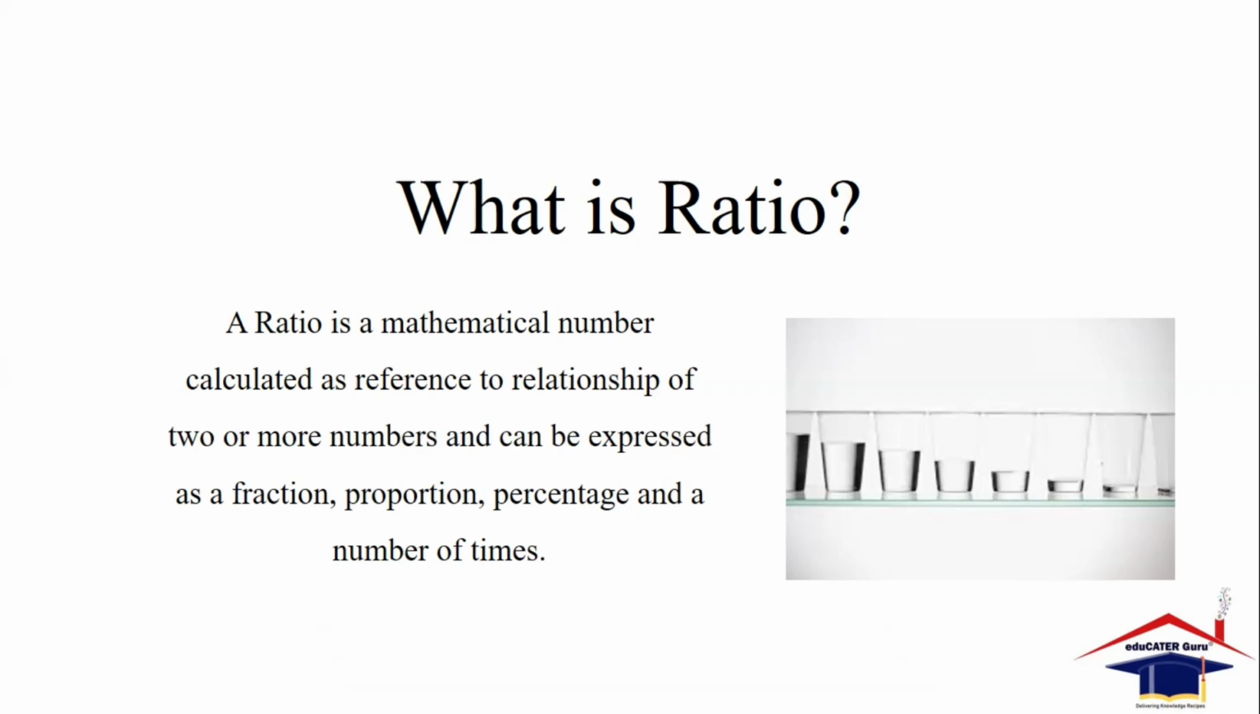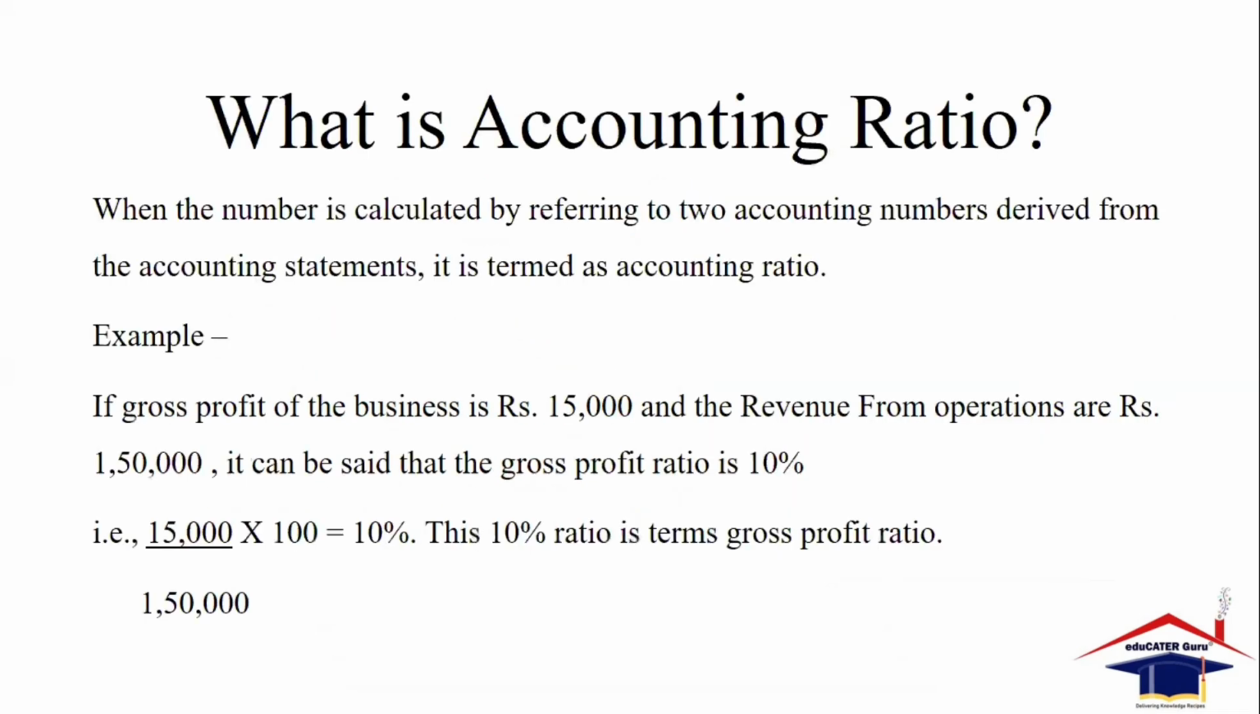Now let us understand what is accounting ratio. When the number is calculated by referring to two accounting numbers derived from the accounting statements, it is termed as accounting ratio. Now, let us take an example to understand the meaning of accounting ratio.